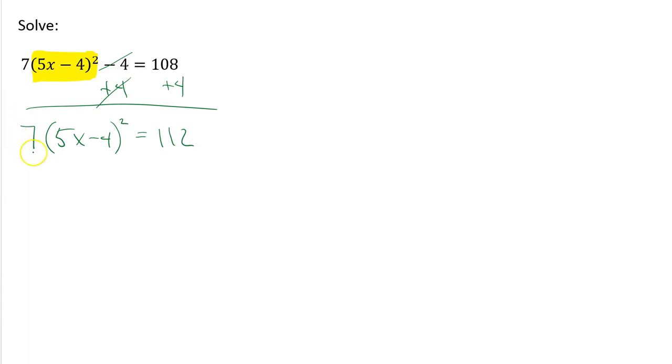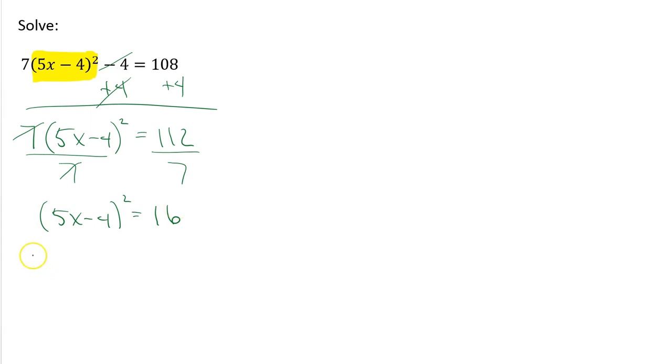Now my next step is to get rid of that 7 because I want just the square thing on one side by itself. So I'm going to divide this side by 7 because that's multiplication, and divide the right side by 7. So that gives me (5x - 4) squared is equal to, now does 112 divide by 7? Pulling out my calculator to see. So 112 divided by 7, that's convenient, it's 16. Okay, so notice what you have. You have something squared equals a number. So once again, I'm allowed to use the square root property.